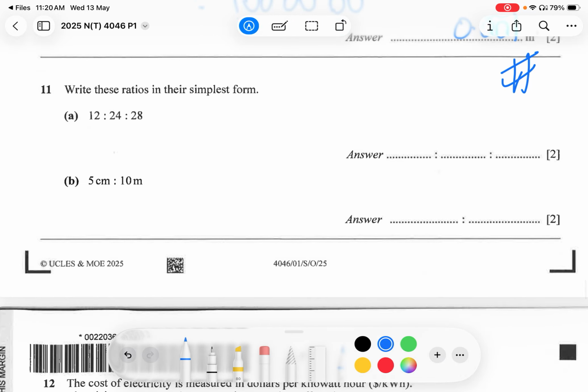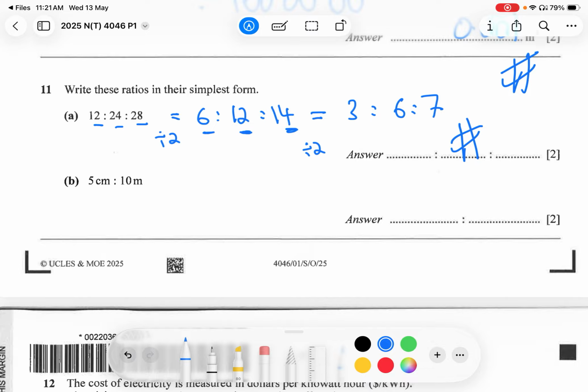Write these ratios in their simplest form. So I see that the ratio is 12, 24, and 28. I divide all by 2. So I get 6, 12, and 14. I see that 6, 12 and 14 can also divide by 2. I divide by 2 again. 3, 6, and 7. That's my answer. Can't divide anymore, since 3 and 7 cannot divide anymore. So the answer is 3, 6, and 7.